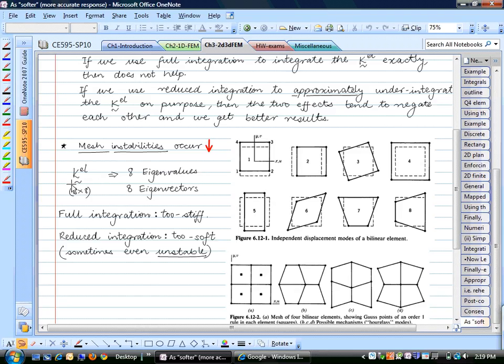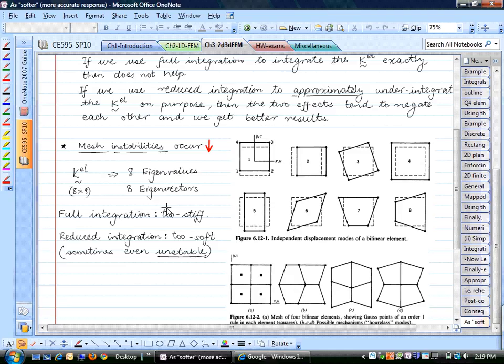So if you remember our K element for the Q4 element, it was going to be 8 cross 8, right? So that means that it will have 8 eigenvalues and 8 eigenvectors. How many of those eigenvalues are going to be 0? So what do 0 eigenvalues mean physically? They are rigid body modes, pure translation, pure rotation.